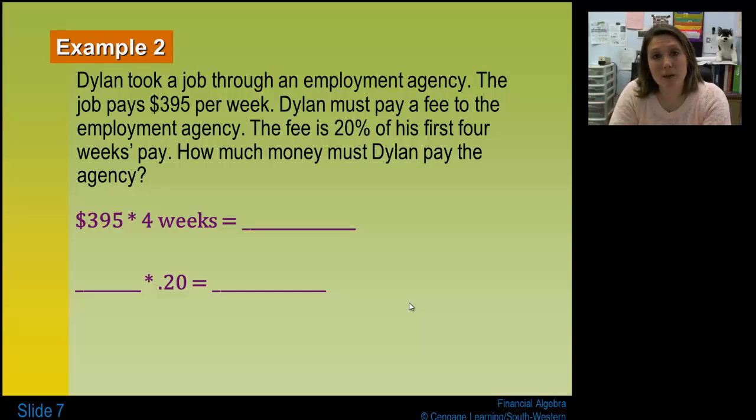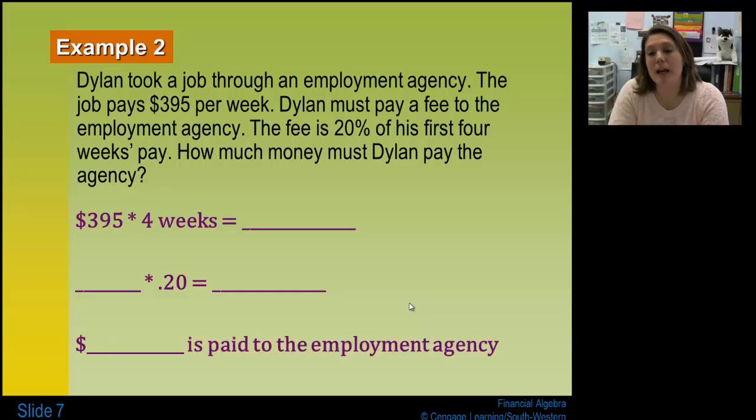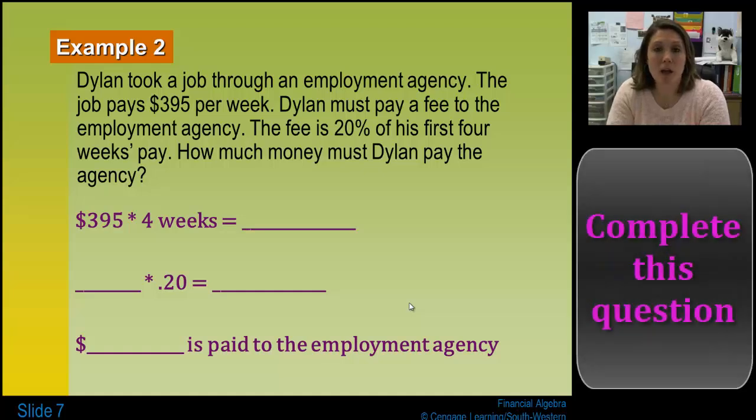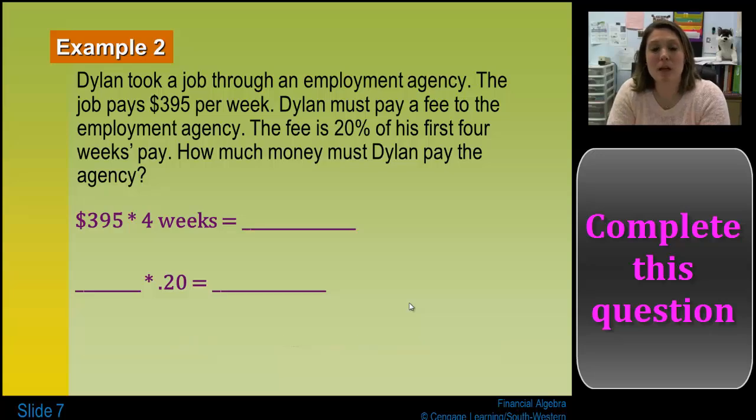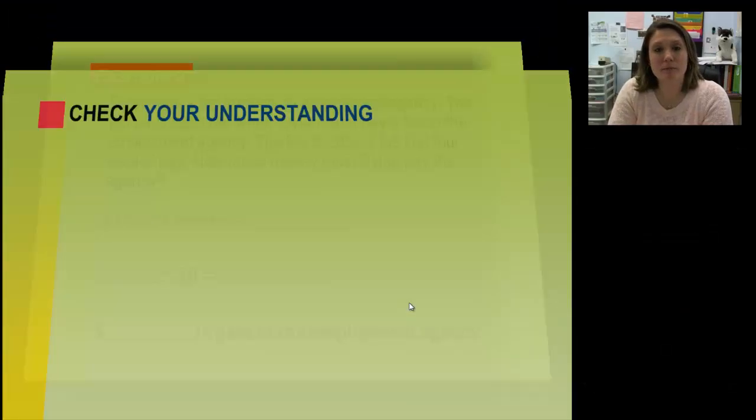So the calculator doesn't like the percent sign, so we have to convert the 20% to a decimal. So you're going to take your answer of $395 times 4, and you're going to multiply that by 0.2 and get your answer. This is the amount that he has to pay to the employment agency. So I should see some multiplication on your paper when I go to grade your notes for the $395 times 4, as well as the answer times the 0.2.